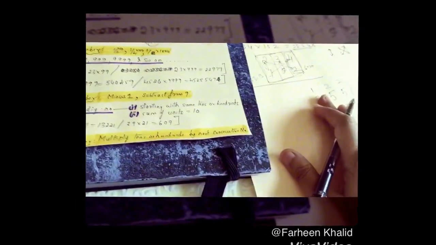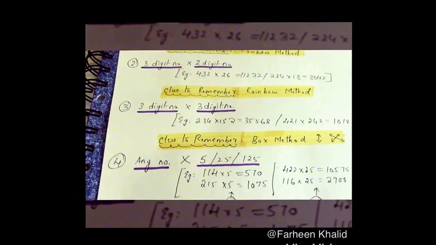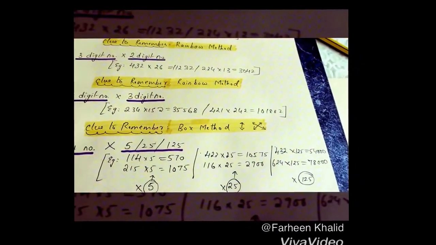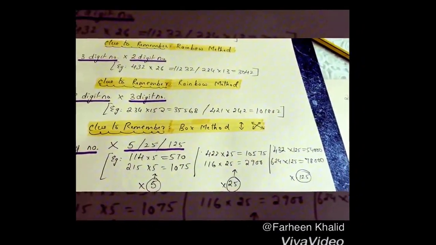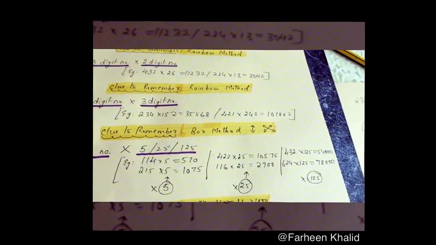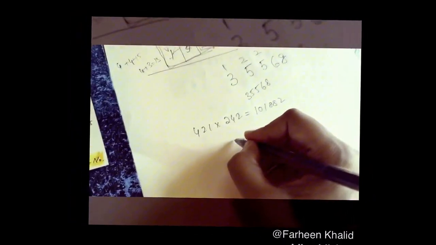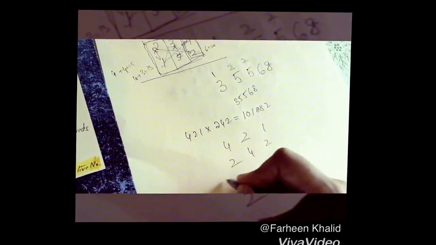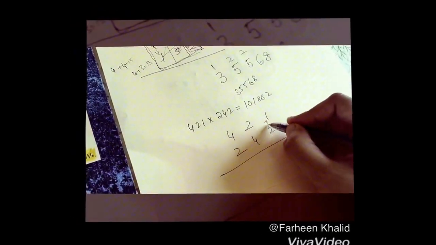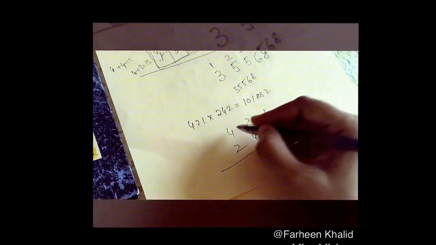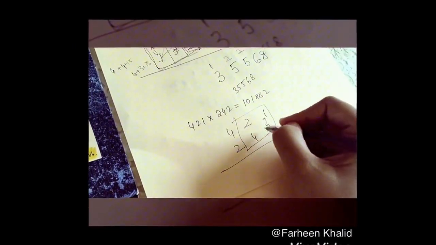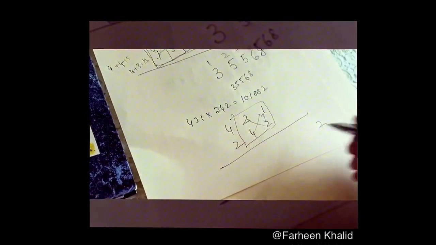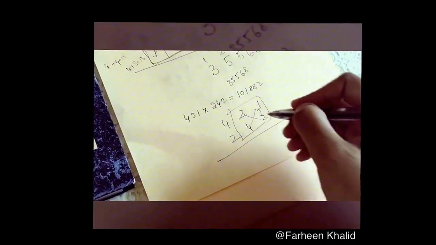Just to make you comfortable, let's do one more example we have here. The example is 421 times 242, which is 101882. Let's do it fast. So 421 times 242. First we do this. So it's 2 times 1 is 2. Then we take the next box, which is this, and cross multiply. 4 times 1 is 4. 2 times 2 is 4. 4 and 4 is 8. So it becomes 8 here.